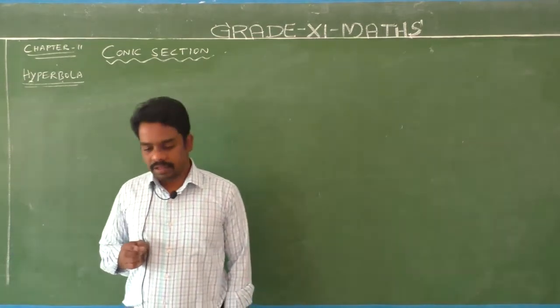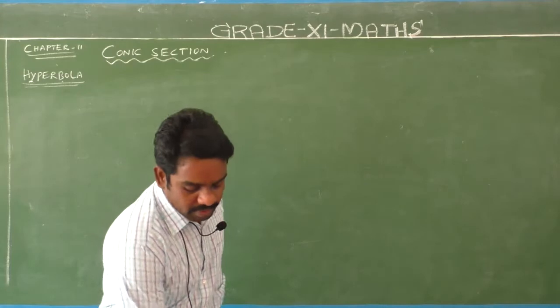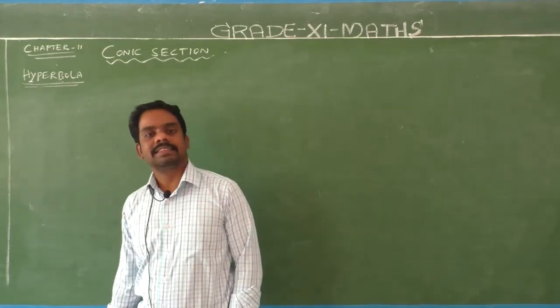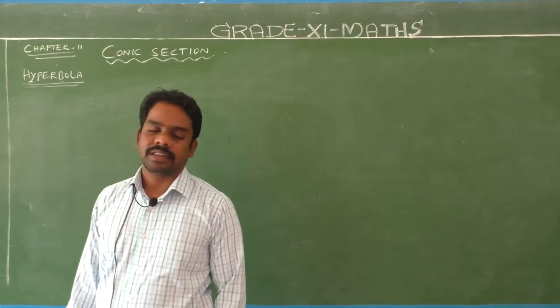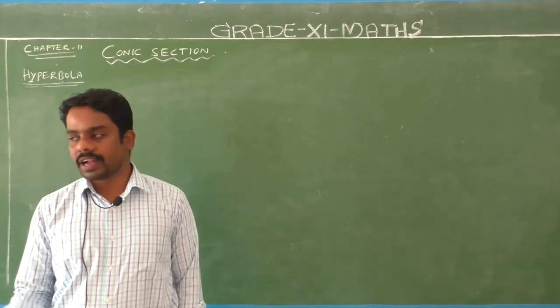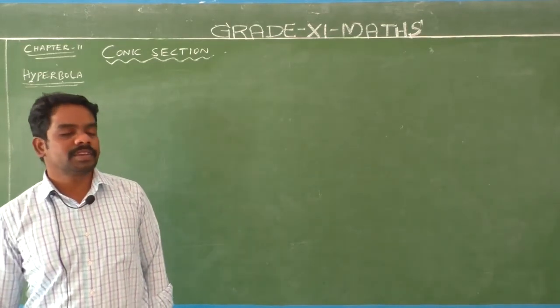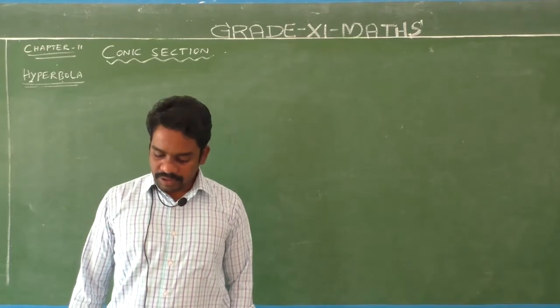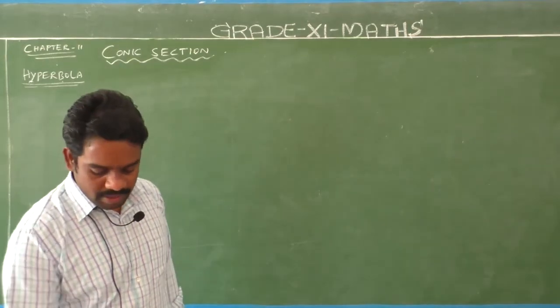Very important: a hyperbola has two types of standard equation. One has its transverse axis along the x-axis, another along the y-axis. The equations are x squared by a squared minus y squared by b squared equal to 1, and y squared by a squared minus x squared by b squared equal to 1. So study the formulas carefully.